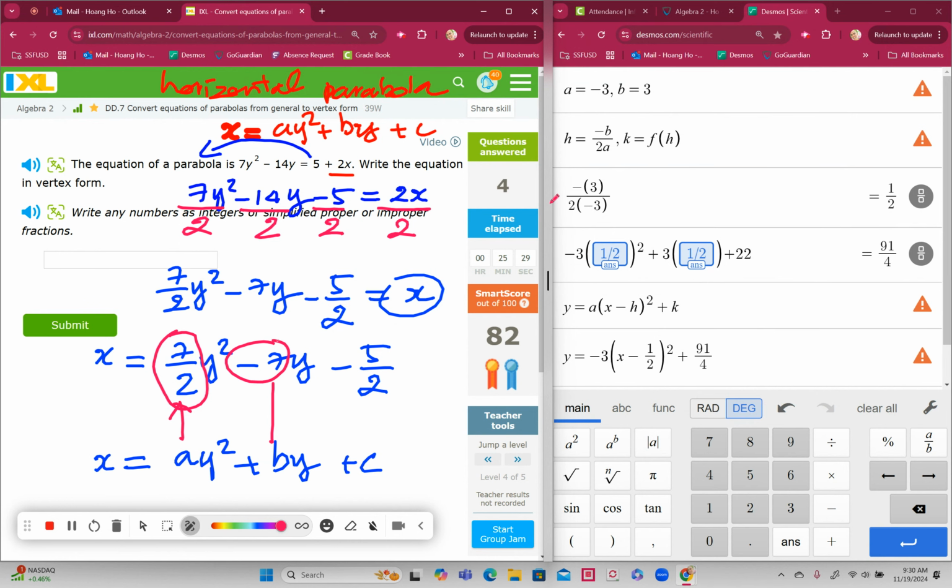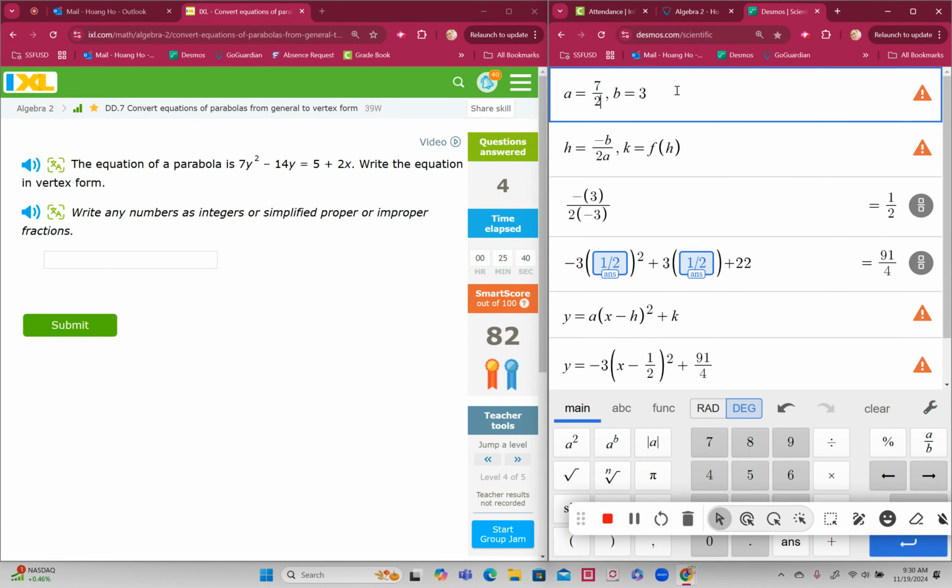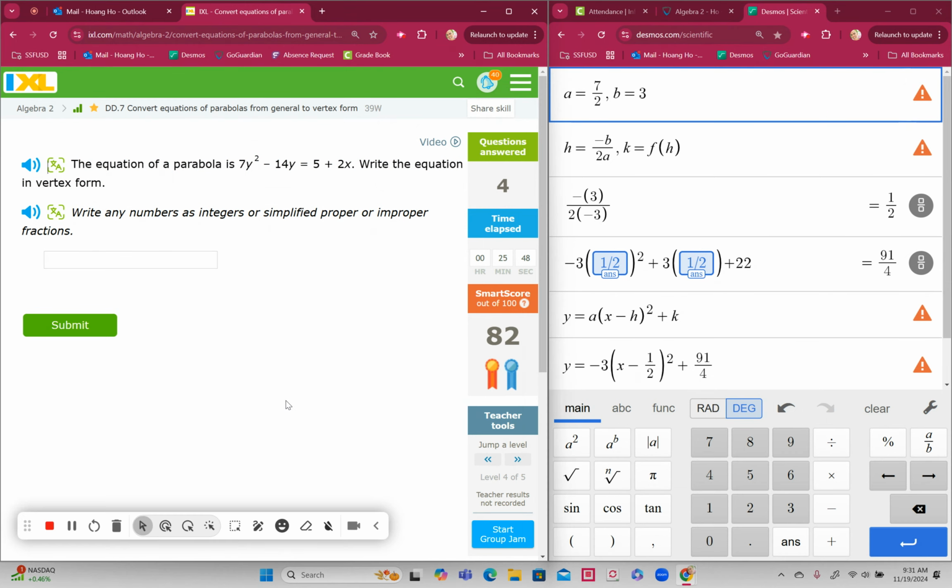All right, so here we go. Now on the calculator side, I change a equals 7/2, not a big deal, and then the b, oh, it disappeared. Everything disappeared. So let's go back over here. It will show up again. Every time I move, it disappears. So let's do it one more time and then rewrite the equation.